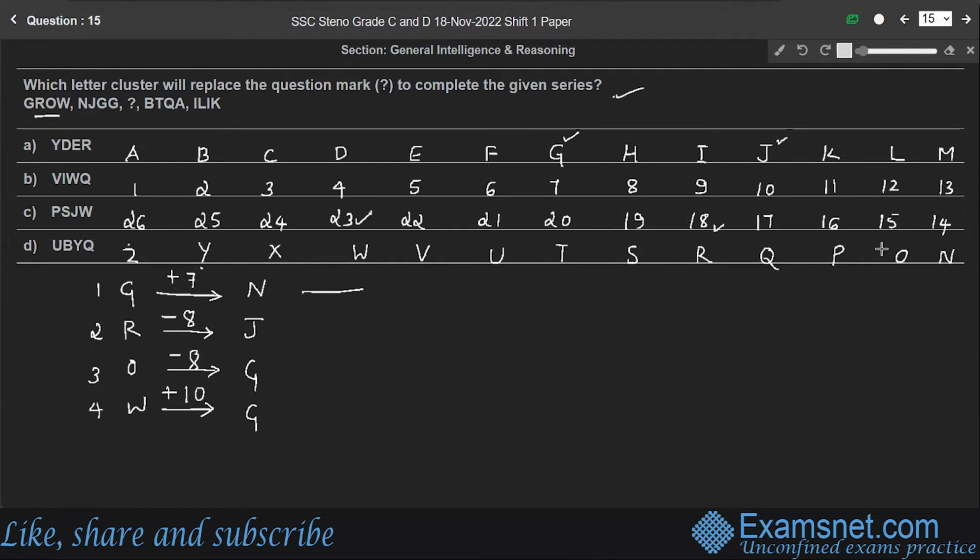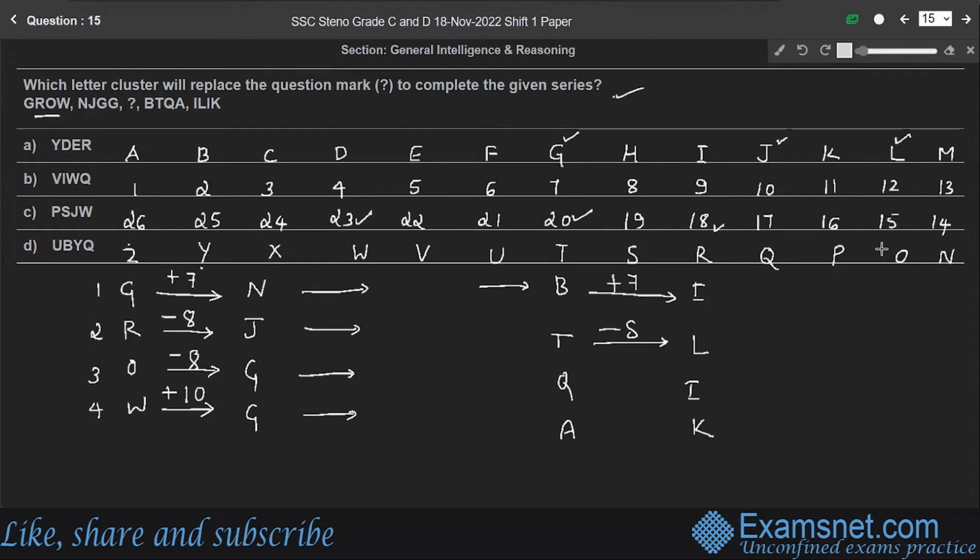To get the next cluster, we'll consider the last two clusters, BTQA and ILIK, right? Now, B and I relation. B is 2, I is 9. So 2 plus 7, right? And T and L relation. So T is 20. L is how much? 12. So T minus 8 is L.